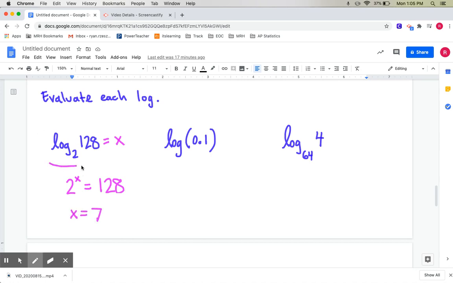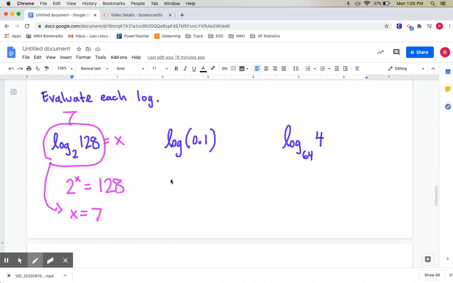So my original problem was saying, what's the exponent that gets me from 2 to 1/128? That exponent is a 7. So this thing is just 7 in disguise. Okay? Try out this next one for yourself right here.